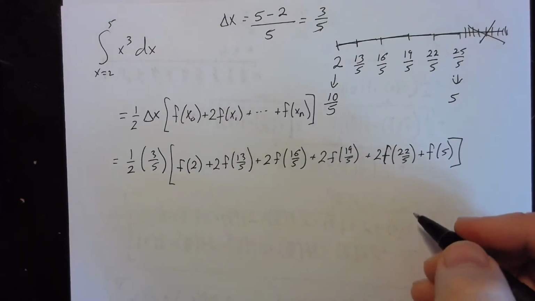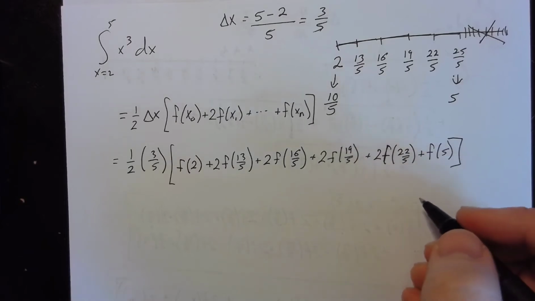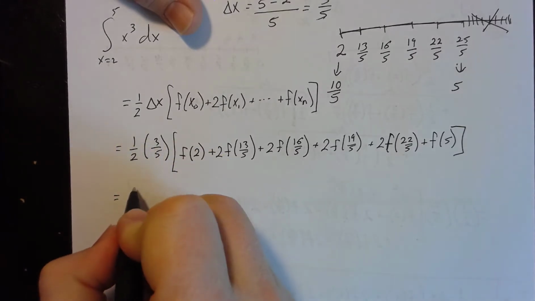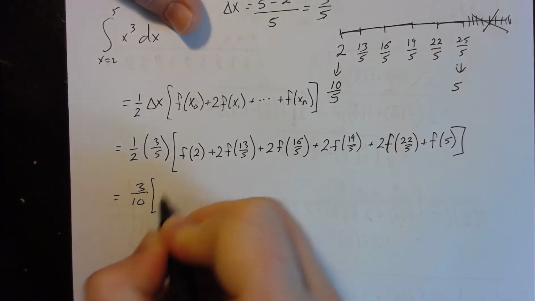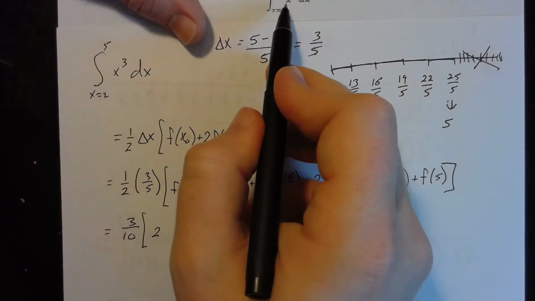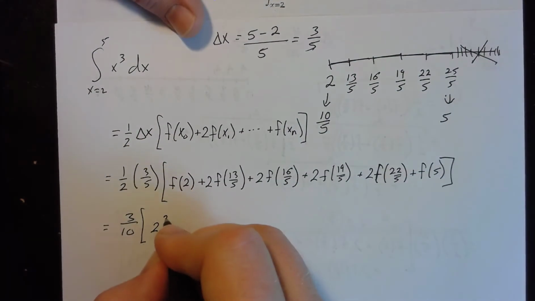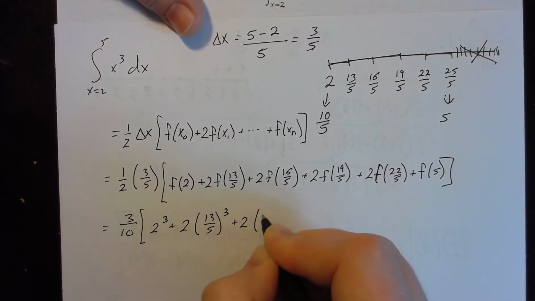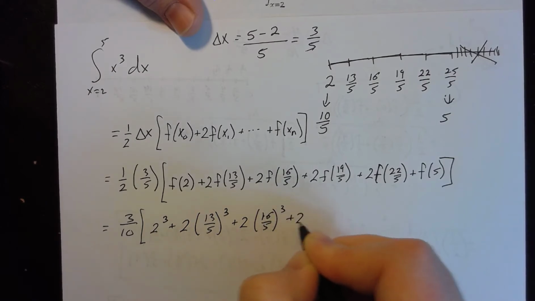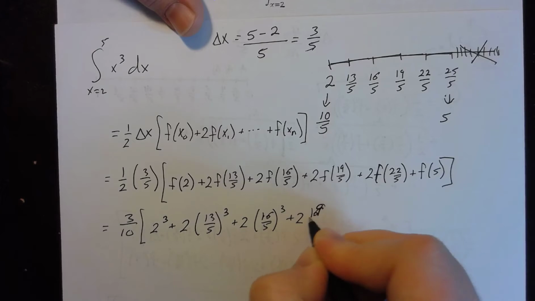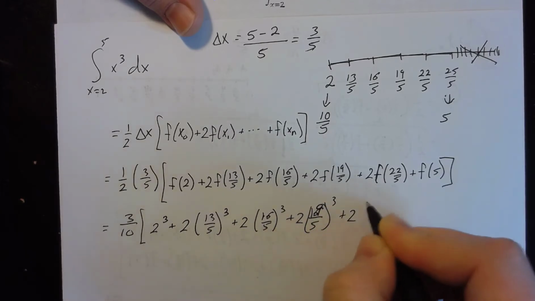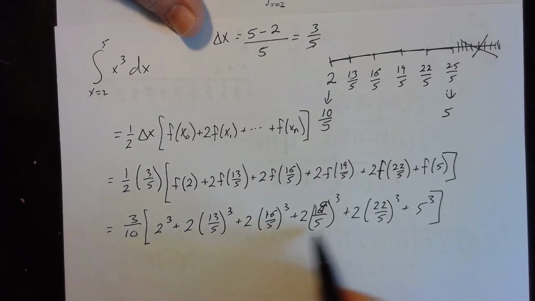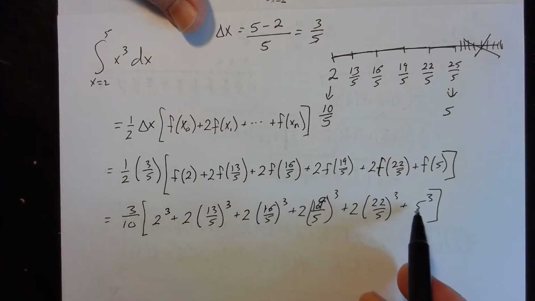At this point, I would strongly recommend you use a calculator to evaluate each individual piece, because what you're going to end up with, very carefully, is 1/2 times 3 fifths is 3/10 multiplied by f of 2. Remember our function is x cubed, so this is going to be 2 cubed plus 2 times 13 over 5 cubed plus 2 times 16 over 5 cubed plus 2 times 19 over 5 cubed plus 2 times 22 over 5 cubed, and then plus 5 cubed. Remembering again that all the middle terms get that multiplication by 2, but the outer values do not.